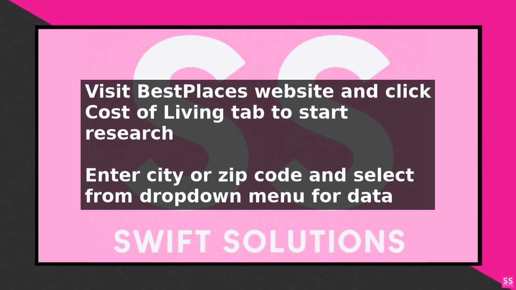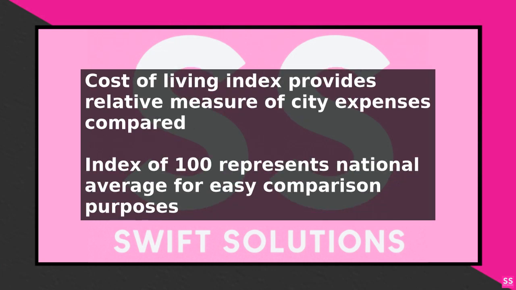This includes the overall cost of living index, as well as indexes for specific categories such as groceries, housing, utilities, transportation, and healthcare. The cost of living index is a relative measure that compares the cost of living in different cities. A cost of living index of 100 represents the national average. So if a city has an index of 120, it means that the cost of living in that city is 20% higher than the national average.